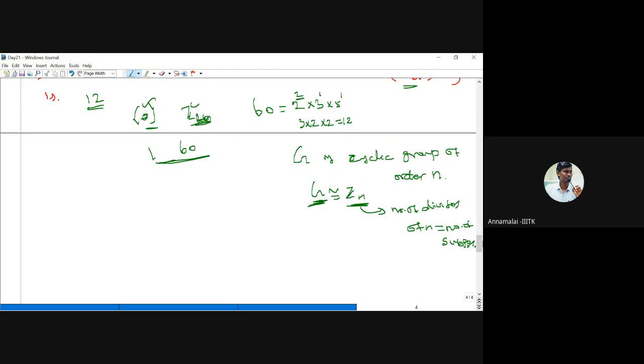So this is true only for cyclic groups. In a cyclic group, for each divisor, it has a unique subgroup. That is very important. In some other groups, for each divisor, sometimes we will get more than one subgroup of the same order. But in a cyclic group, for each divisor, we have a unique subgroup of that order. Okay.